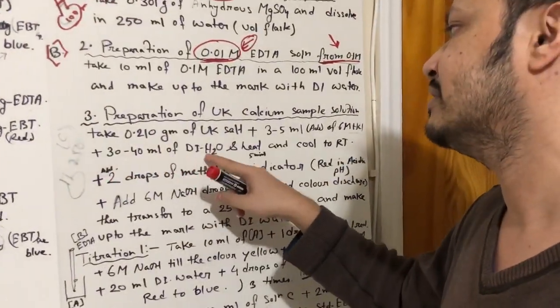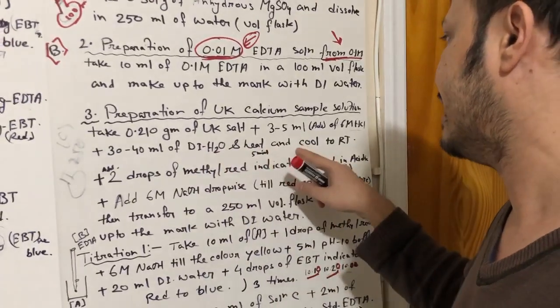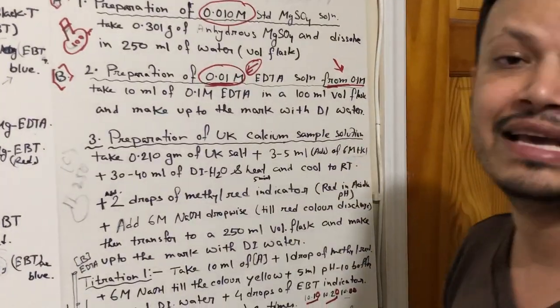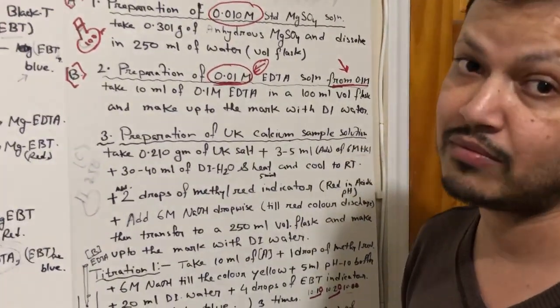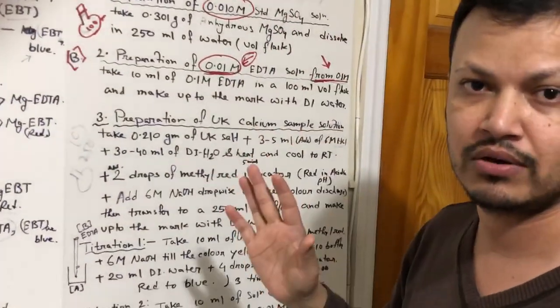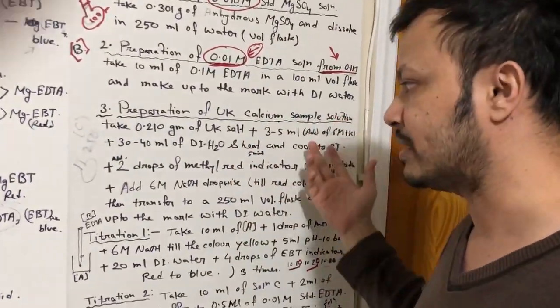Then we put 30 to 40 ml of deionized water and heat and cool it to the room temperature. So we heat it to make sure that if there is any carbonate, if it is a calcium carbonate, any carbon dioxide can evaporate from the solution. Then cool it down to the room temperature.